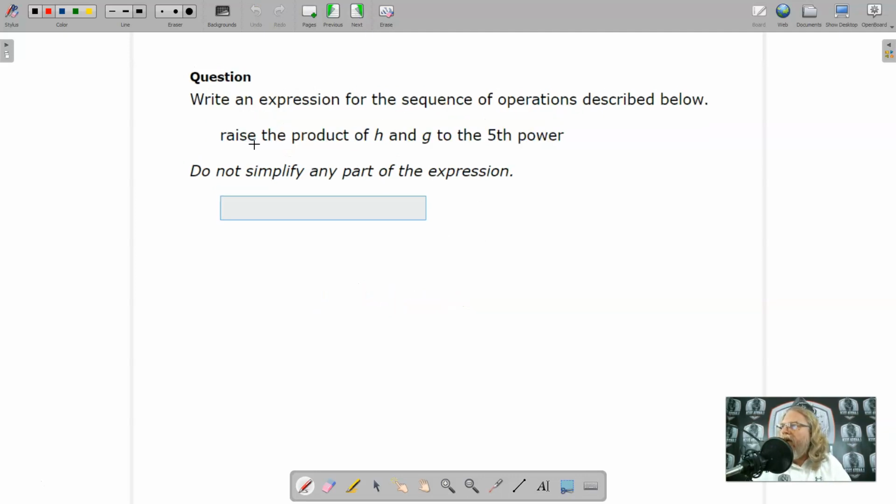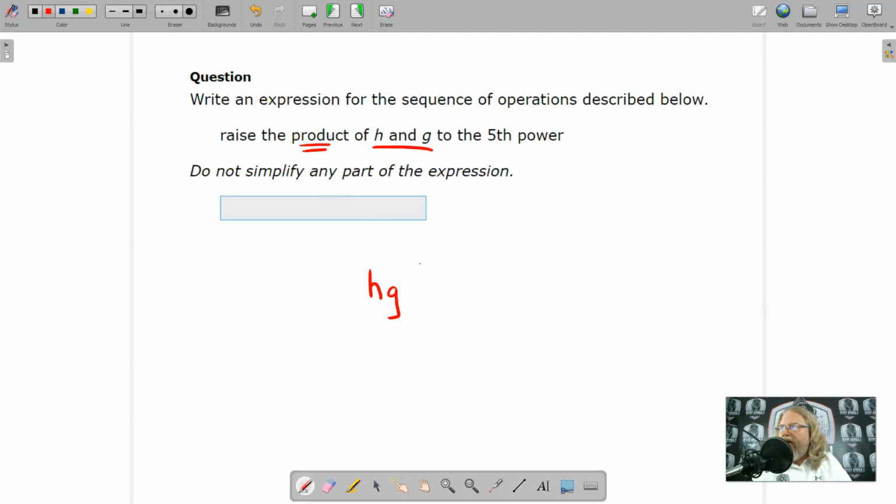The next one, raise the product of H and G. The product of H and G, that's H times G. Now I could do H times G, but I don't really need that dot there. Since these are variables, I can just put those next to each other, and we realize that is multiplication. And indeed, product is what we get whenever we multiply two numbers together. So raise the product of H and G to the 5th power.